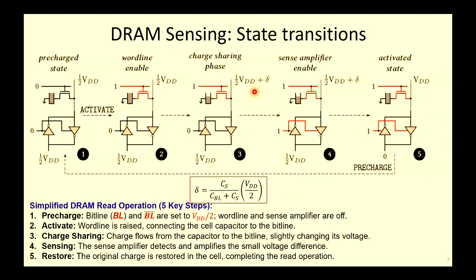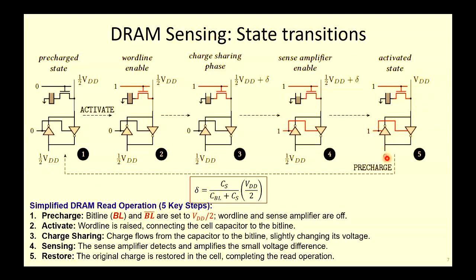One important metric here is this delta, and this delta depends on the capacitance ratio. CS is the cell capacitance, which is small, and the bit line capacitance CBL is at least 10 times, maybe 100 times, higher than the cell capacitance. So here the numerator is small and the denominator is large, so a very small delta will be created. If VDD is 1 volt, this is 0.5 times this fraction. So around a 50 millivolt difference you create basically. That's the whole process.